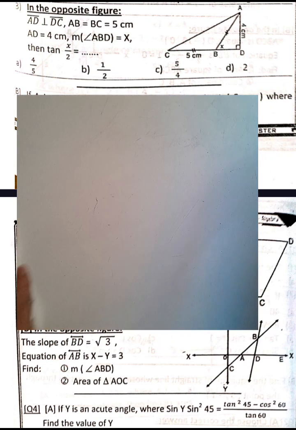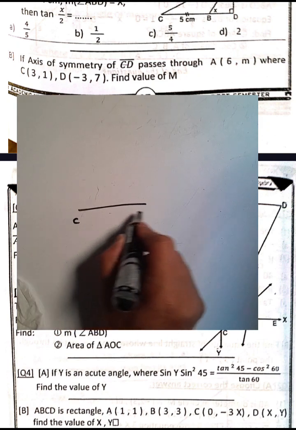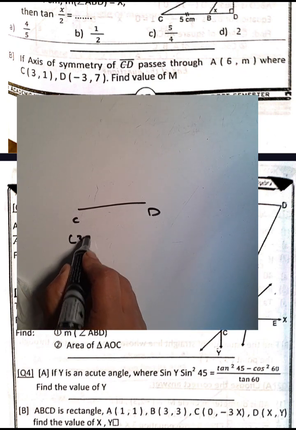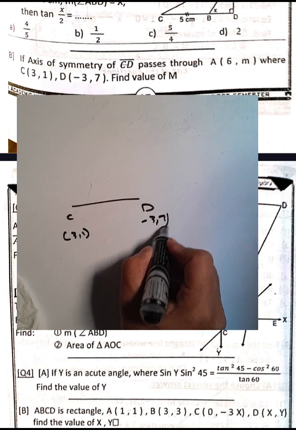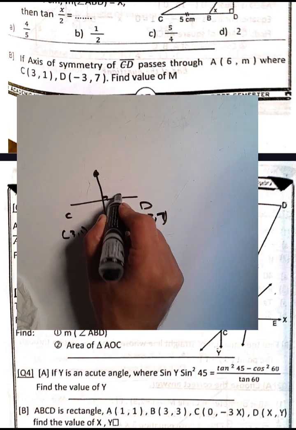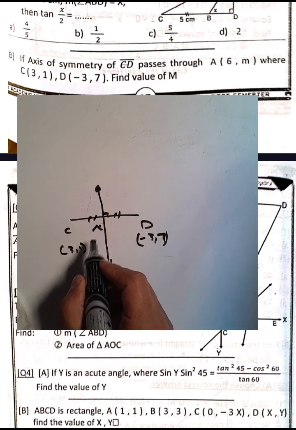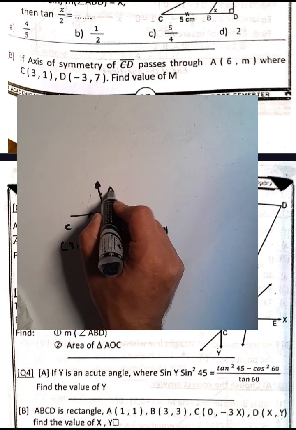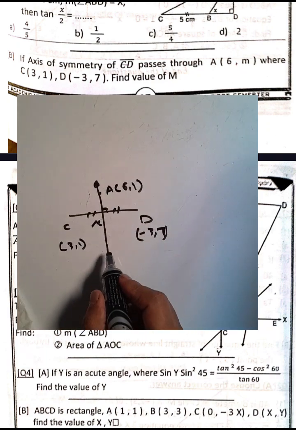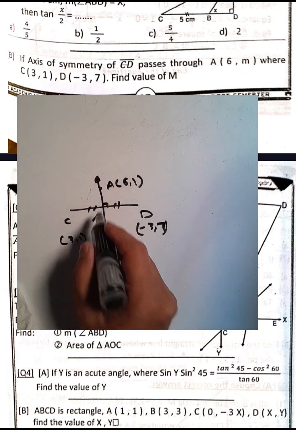Okay. Next question. If the axis of symmetry of CD passes through the point A, where C and D, we have C and D, the order of C and D. He gave us C as 3 and 1, and D was negative 3 and 7, and we have a line of symmetry here. It will be perpendicular to the base and divide it into equal parts. This point we call M, and the order of this point A was 6 and 1. This straight line passes through this point, and it will be a line of symmetry. You want to find the value of M here.